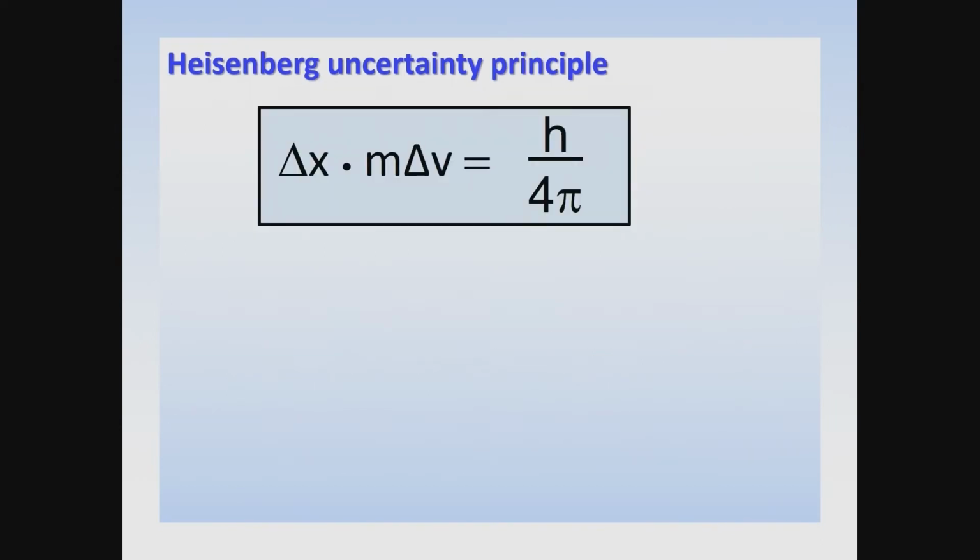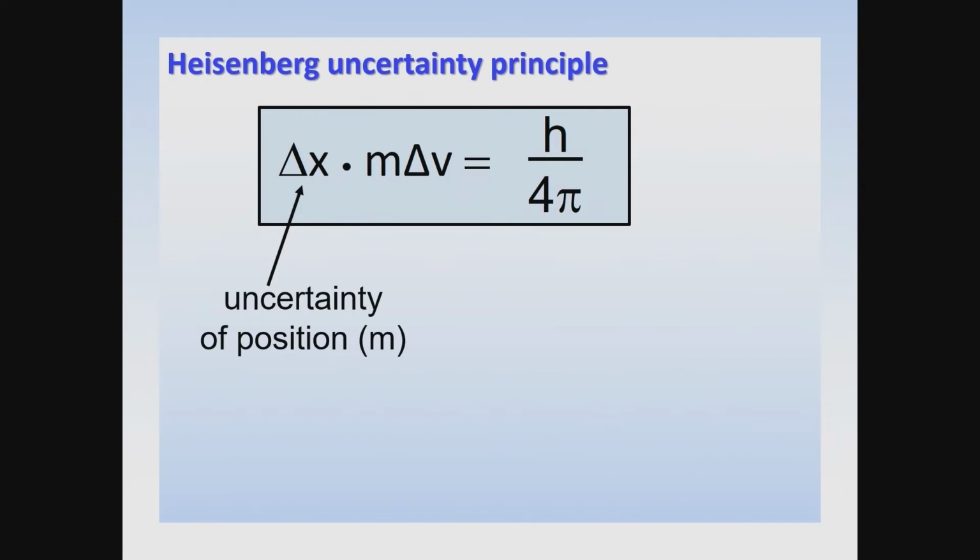So what I want to do now is do some problems using this equation. So let's go through the equation in detail. There, delta x is the uncertainty in position, and the units usually used are meters. Now, when you see that delta sign there, usually we think of delta as change, but this time, delta means range.